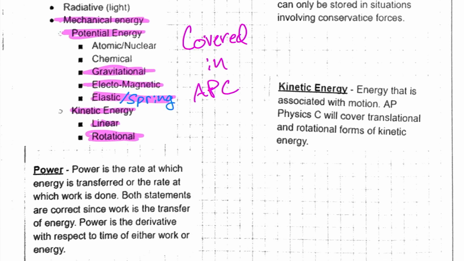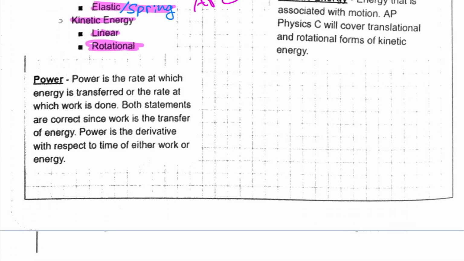Now, a few notes on power. Power is the rate at which energy is transferred or the rate at which work is done. Both of those statements are equivalent. The average power is the change in work over the change in time, which could also be described as the change in energy over the change in time, since work is a transfer of energy.